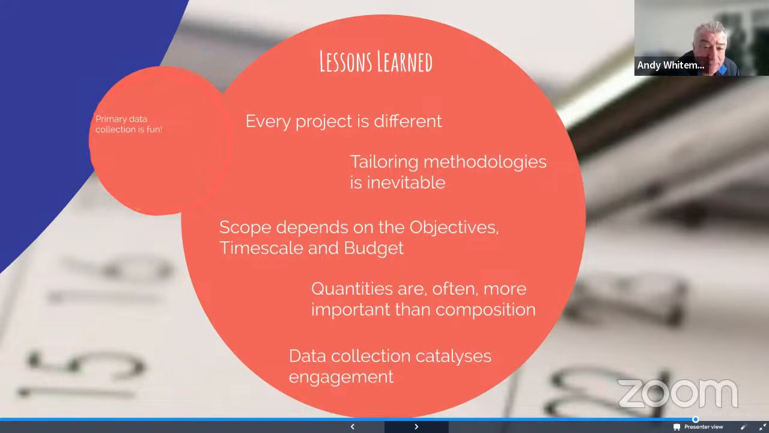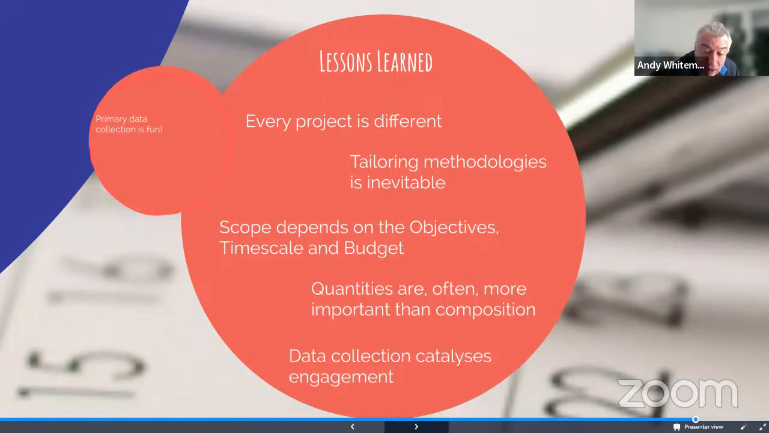Focus on capturing the evidence that you can afford in terms of budget, that you have the time scale to do, and that provides you the data, the evidence, which will make the change or bring the case onto the table. Quantities, as I've said, are often more important than composition. You can spend too much time doing composition and not enough time doing quantities.